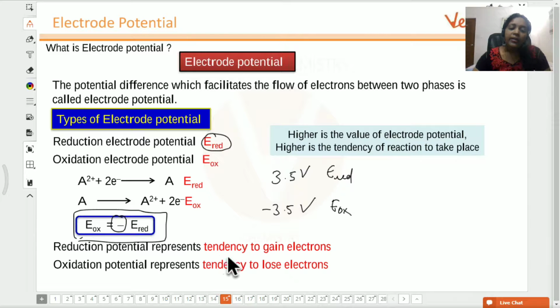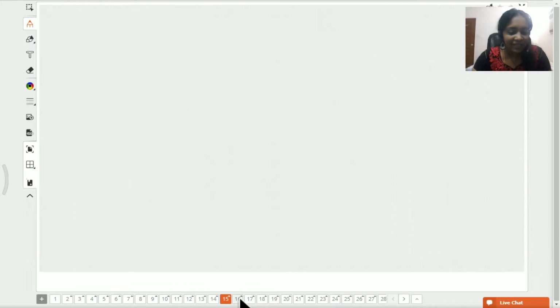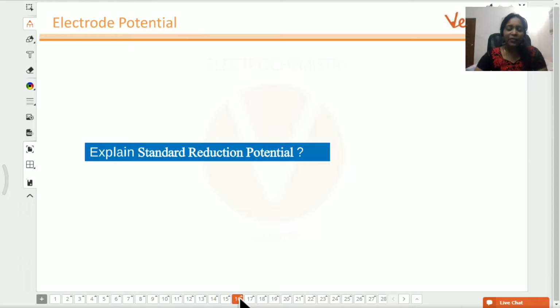What is E red? Reduction potential, which is the tendency to gain electrons. What is E ox? Oxidation potential. What does it represent? The tendency to lose electrons. So, clear? Are we learning something here? I'm sure all of you have learned things which you were a little bit confused about.